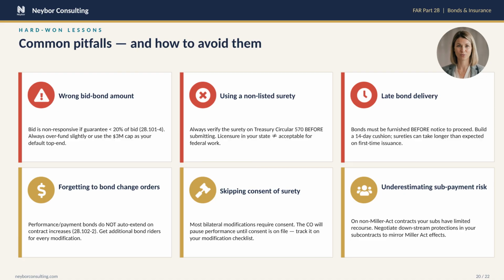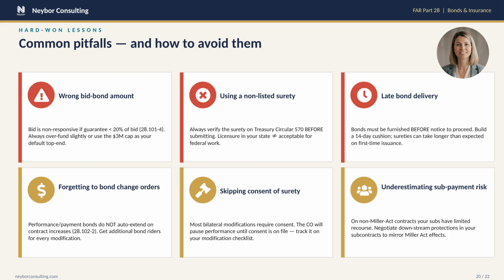Pitfall 4, in gold. Forgetting to bond change orders. When the contract value goes up through a modification, the existing performance and payment bonds do not automatically follow. The contracting officer is supposed to require additional bond writers for every increase under 28.102-2, and you need to instruct your surety accordingly. Otherwise, you are underbonded and out of compliance.